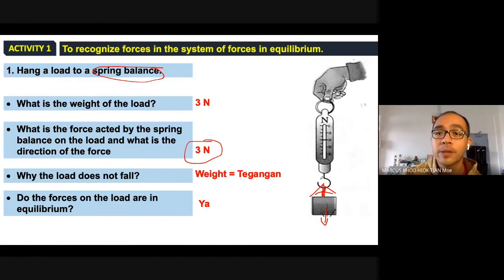When up equals to down, and the object is either not moving or is moving with constant velocity. People, I've already said this many times, constant velocity or zero acceleration, moving. The forces are in equilibrium. So this is the second situation.